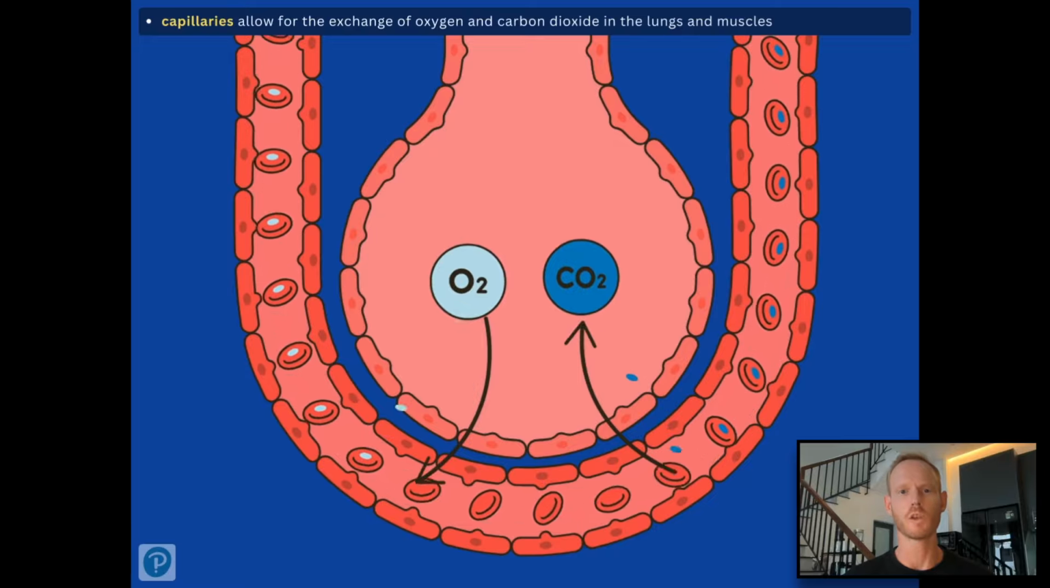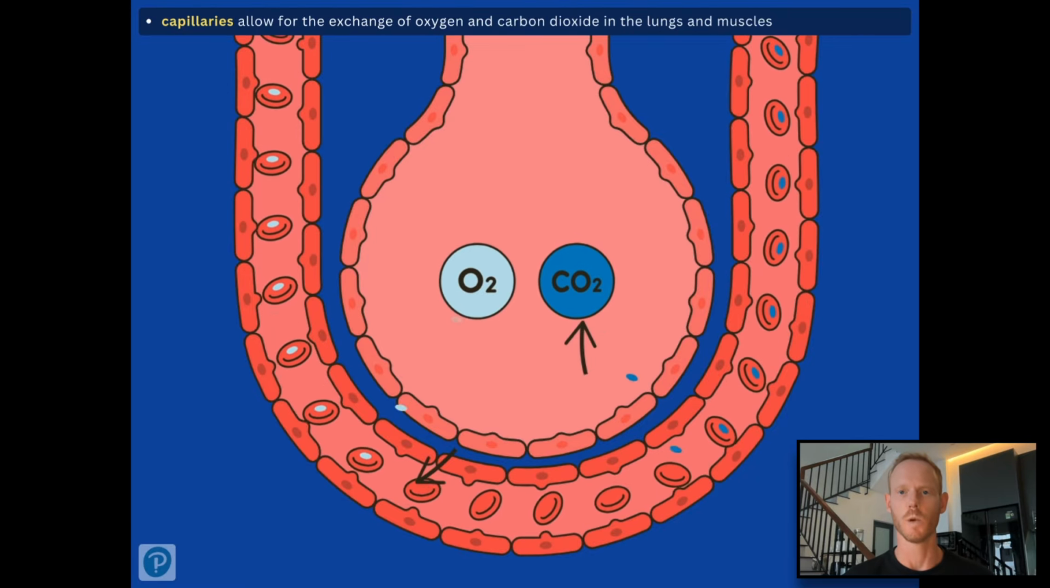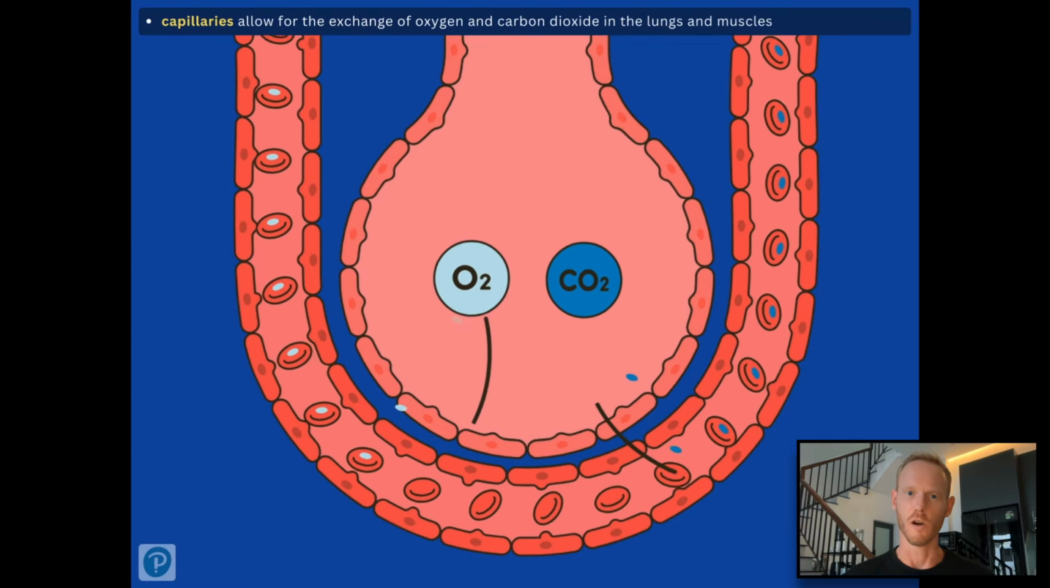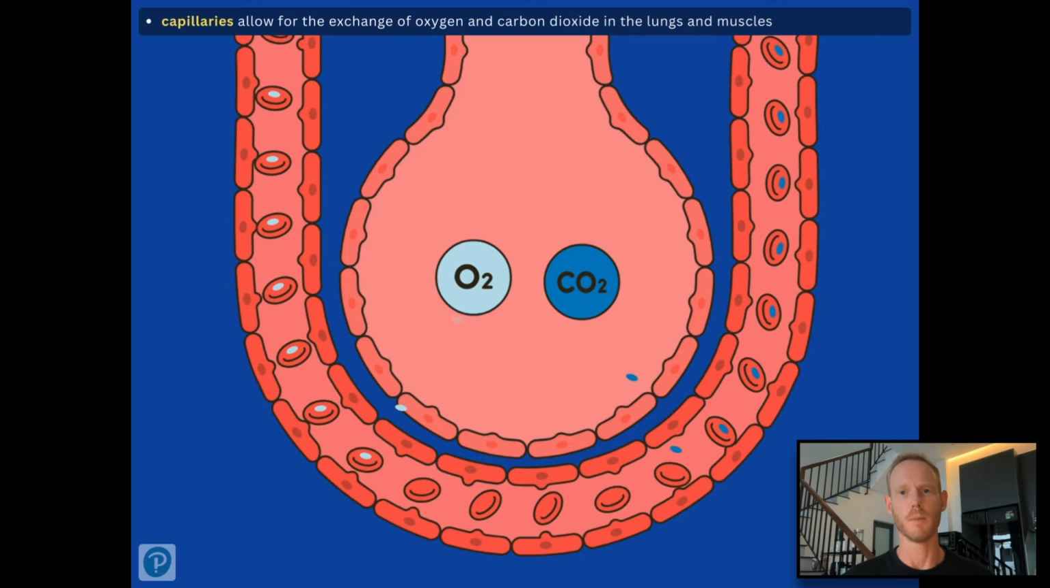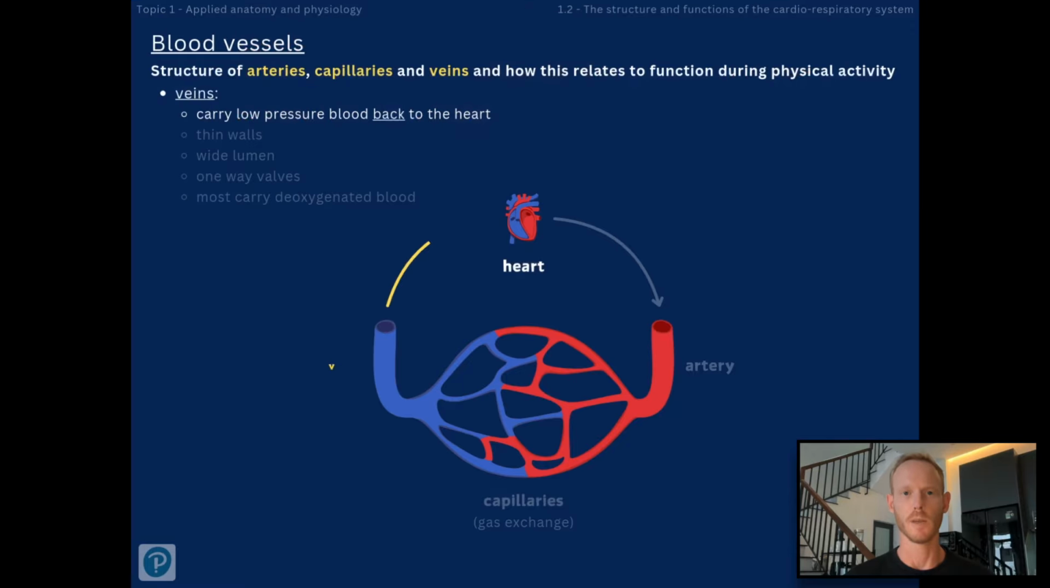Capillaries play an important role in physical activity and sport, as they allow for the exchange of oxygen needed for respiration and carbon dioxide, a byproduct of respiration. Capillaries merge into venules, and venules lead into veins, which transport blood back to the heart.